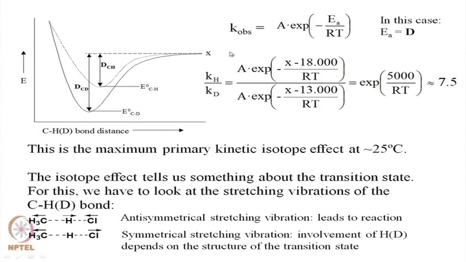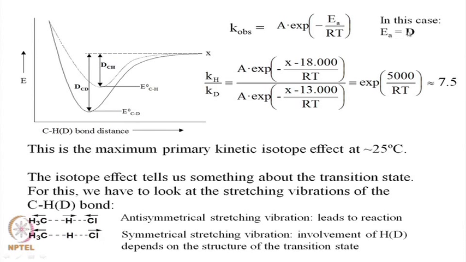So the observed rate is equal to A into e to the power minus EA by RT. This is the Arrhenius expression, as I already talked about in an earlier lecture. In this case EA is basically the dissociation energy. For hydrogen, it is basically 18 kilojoule, and x is a constant quantity, that is x minus this much, and this is also x minus this much.